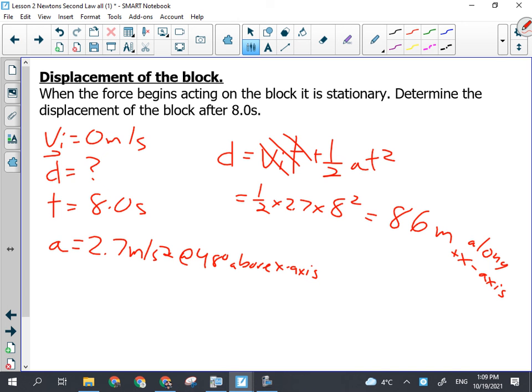And actually it's not along the x-axis, it's actually which way, because I'm wrong here. That was our vector from the first part, wasn't it? 48 degrees above the x-axis. All right. Questions there? That's just an acceleration question, right?